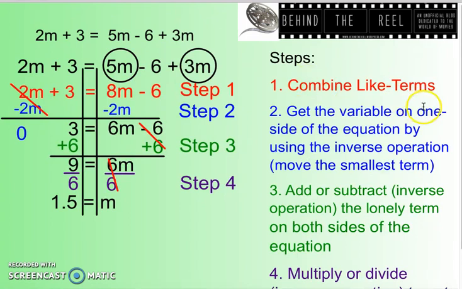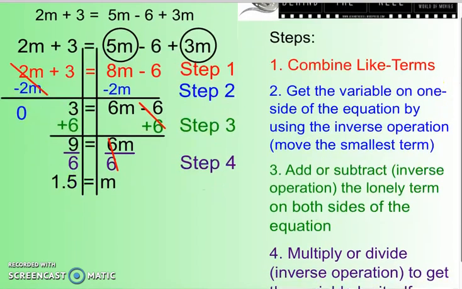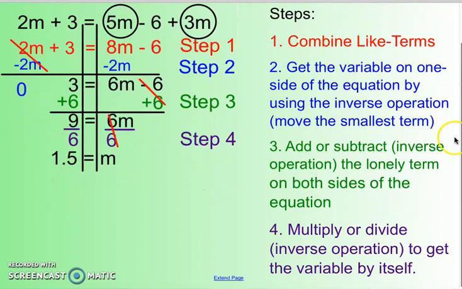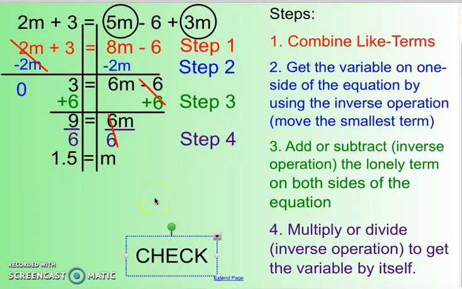Okay, so here are the steps that we did. We added one more step, which was combine like terms. The rest of the steps are the same. And then remember, at the end, we check our answer and just make sure that it is correct.